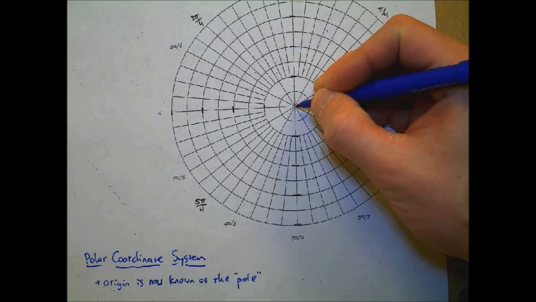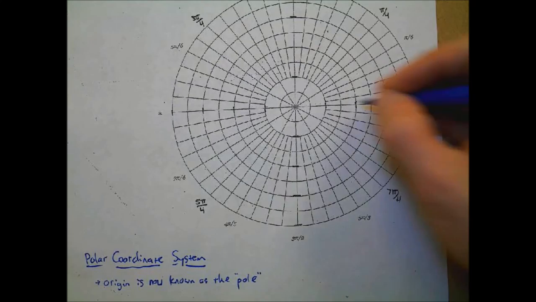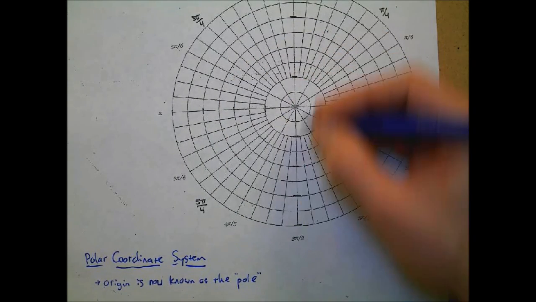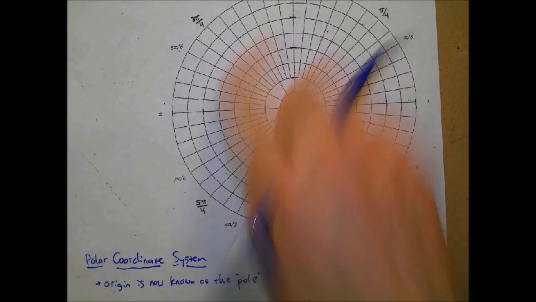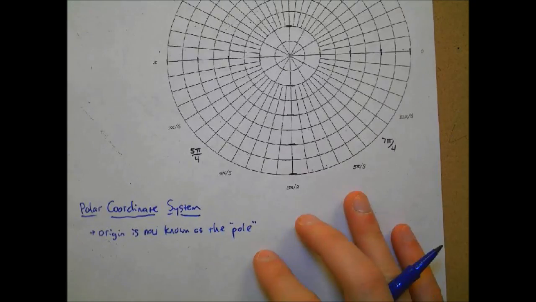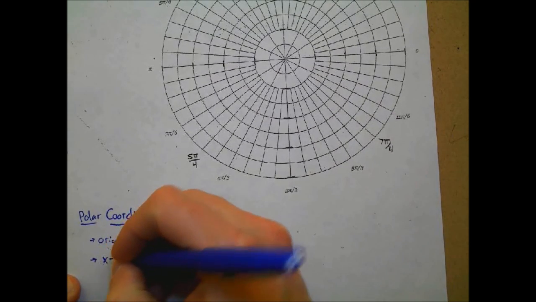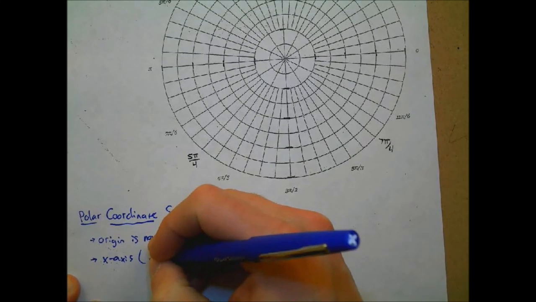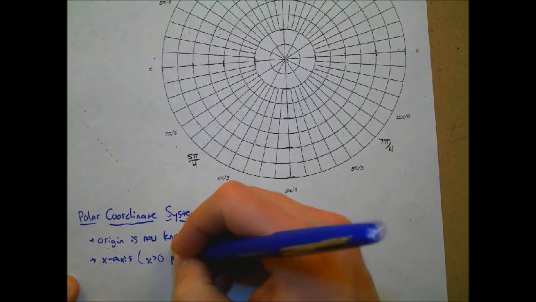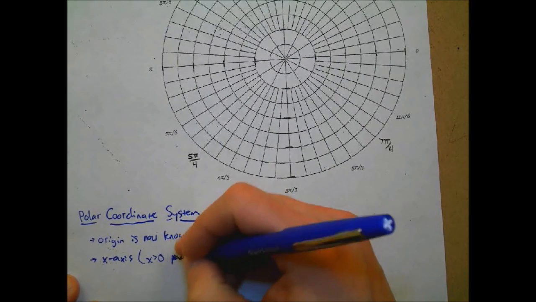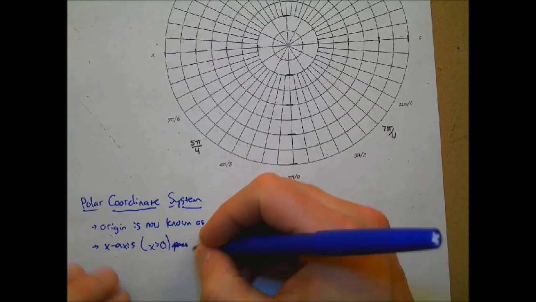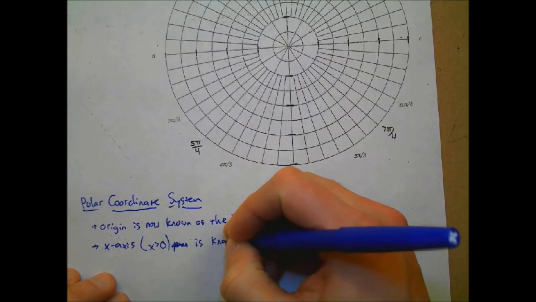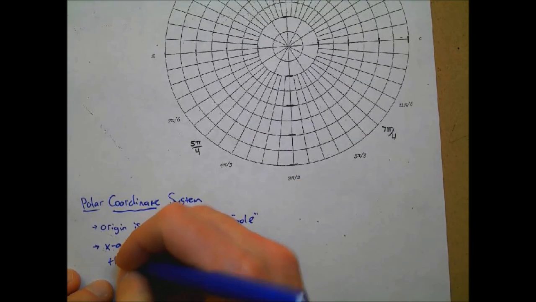There's the x-axis, if we were to think about rectangular coordinates, and the y-axis would be something like this. So you can see the rectangular coordinates in there. But you'll see that we have different grids here because of how we're going to be locating points. The part of the x-axis greater than 0, the positive part of the x-axis, is now known as the polar axis.